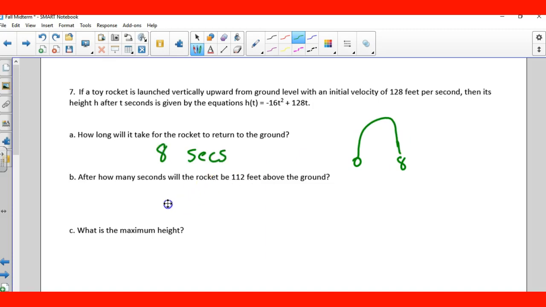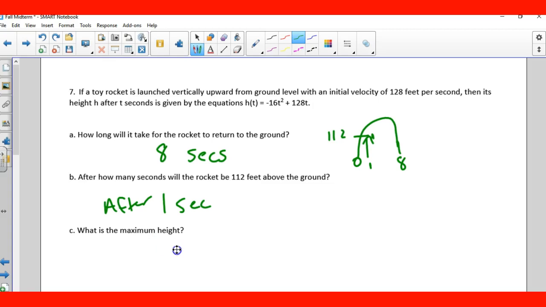All right. After how many seconds will the rocket be 112 feet above the ground? So 112 feet above the ground. If you look at your table, after 1 second, because here's 112. This thing is 112 feet at 1 second. So after 1, it is immediately above 112.